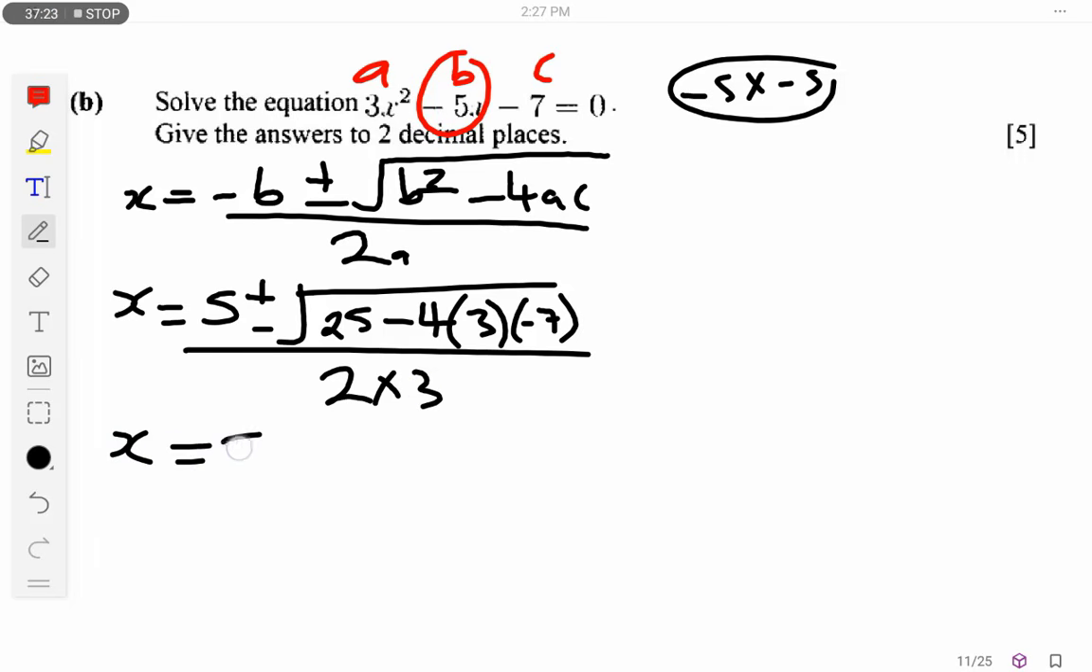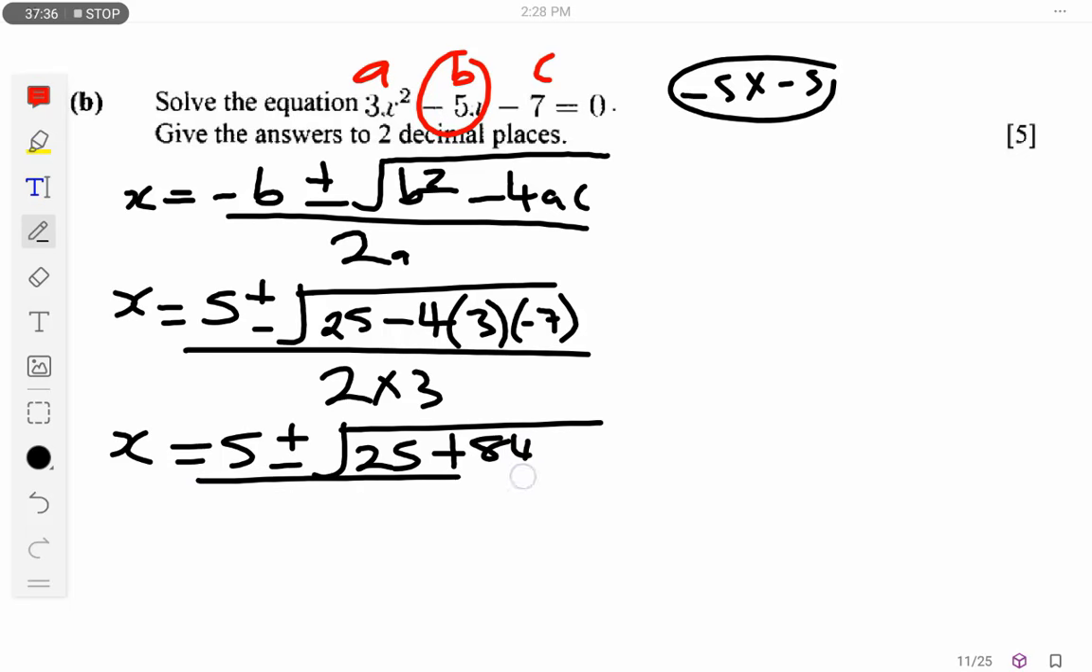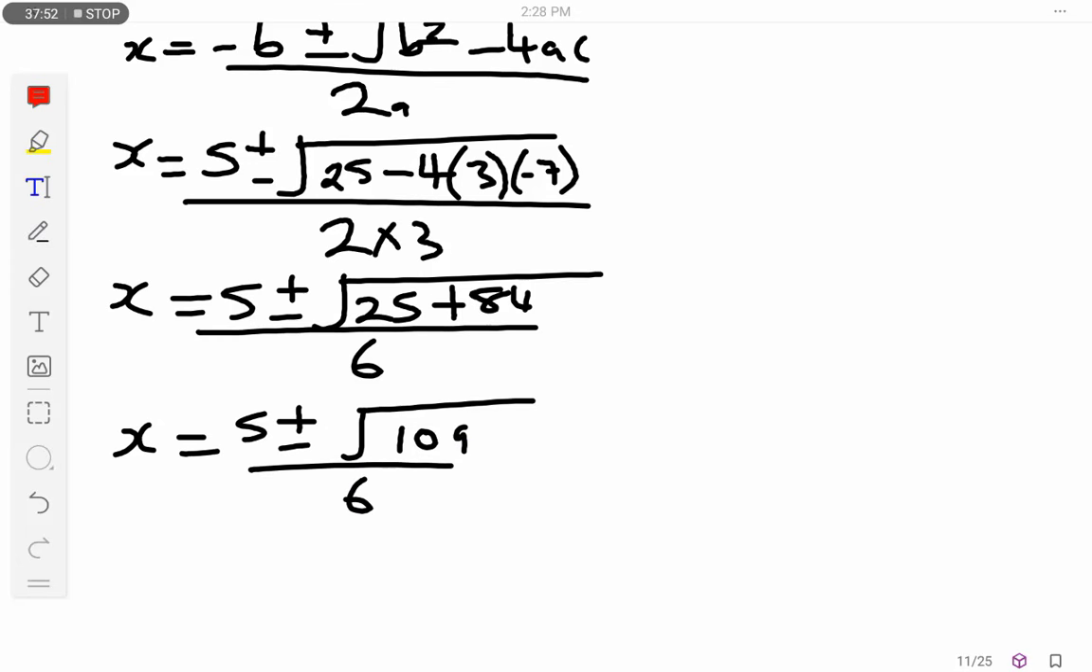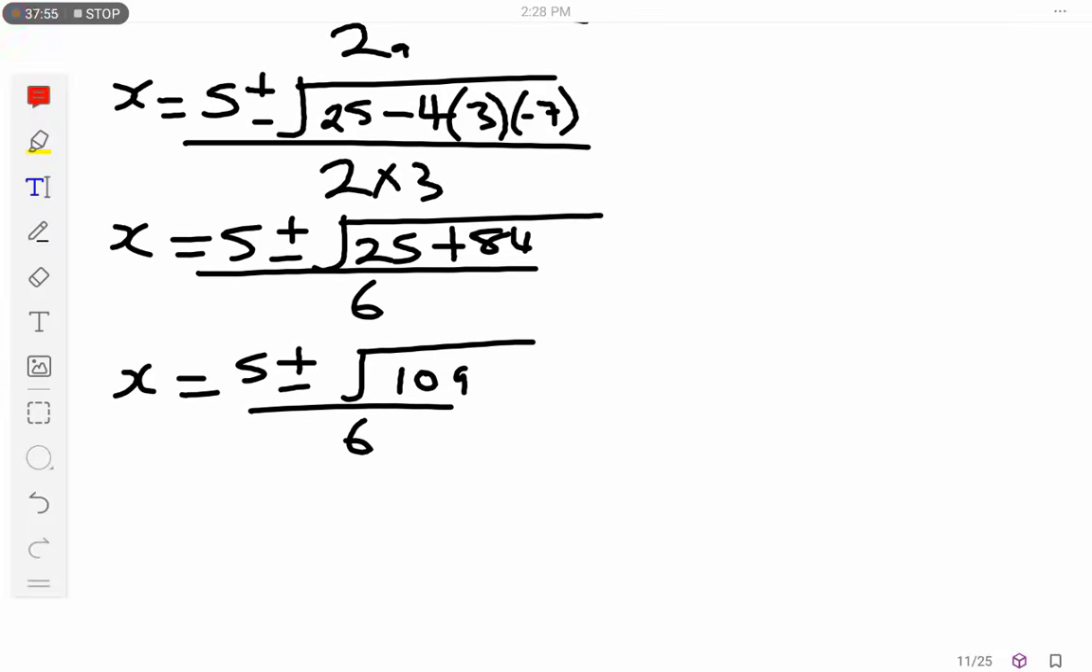Okay, so our x is equal to 5 plus or minus square root of 25. 4 times 3 times minus 7, we get 84. So we are getting here a plus 84, all over 6. Okay, so let's simplify this. I'm going to get x is equal to 5 plus or minus square root of 84 plus 25, that's 109, over 6. So the square root of 109 is equal to 10.44. Okay, fine. So let's use it.